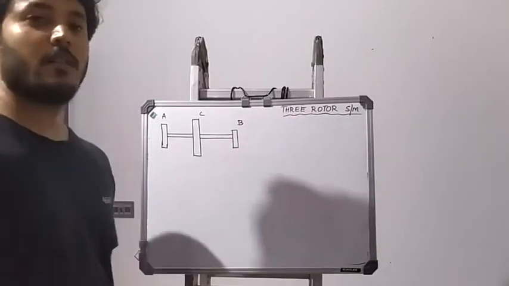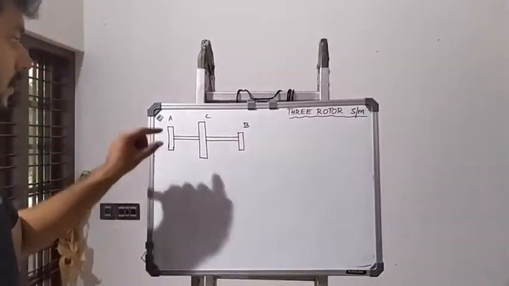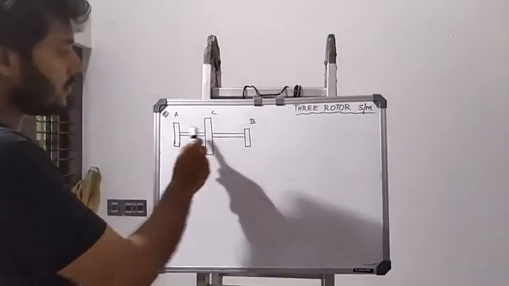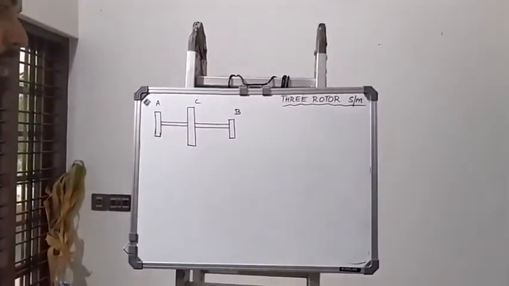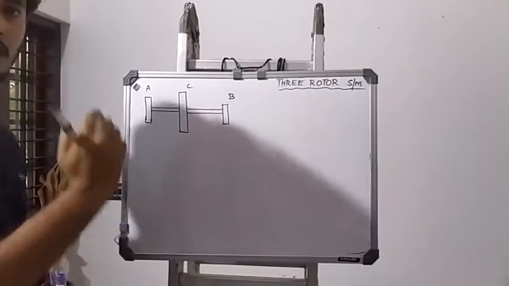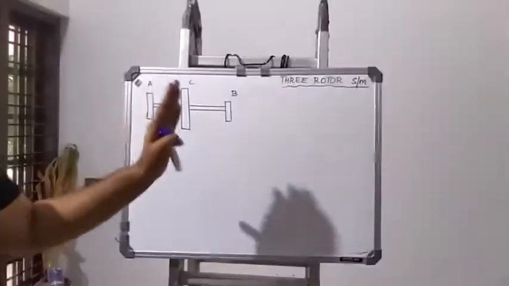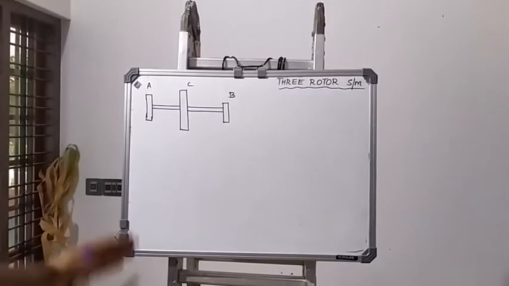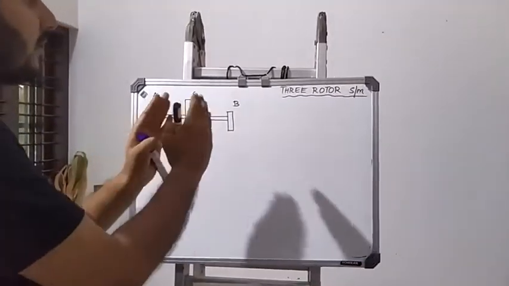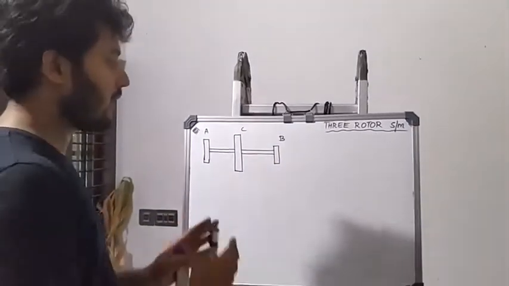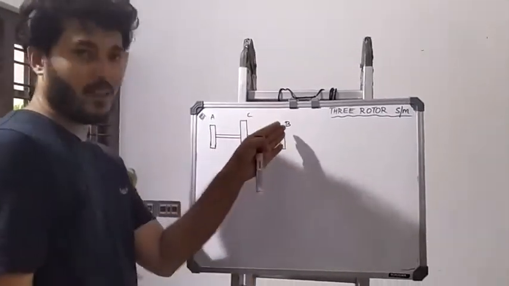Let us now discuss a 3-rotor system. This horizontal line or this section represents a shaft on which 3 rotors are mounted. Now the rotor can be, for example, assume this to be the rotating part of an engine. Now the rotating part of an engine directly connects with a flywheel. So let B be a flywheel.